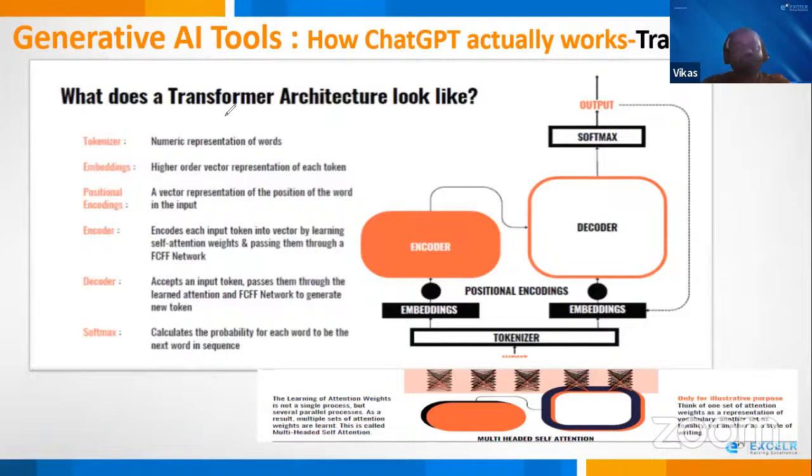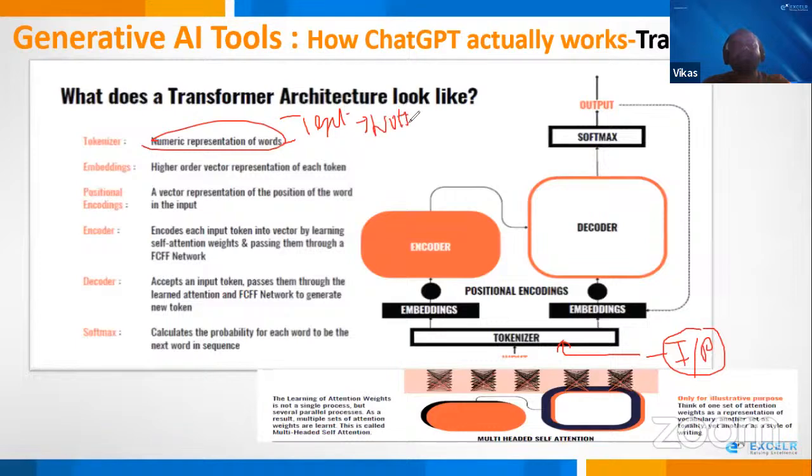Now, try to look at the transformer architecture, how the transformer looks. Let's try to understand where it starts. This is the diagram of how the transformer looks. So first we'll be passing an input here, which will get into the tokenizer. What is a tokenizer? Tokenizer is nothing but a numerical representation. I'm taking the text and converting it into numbers. So that is the tokenizer. It's step one. This is the input, and it is converted by the tokenizer into numbers.